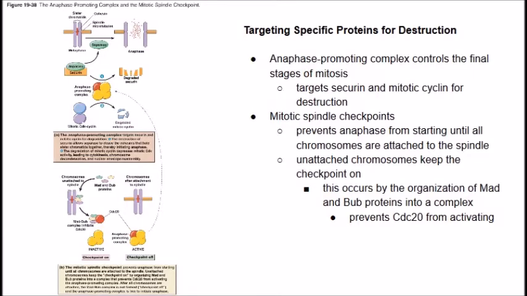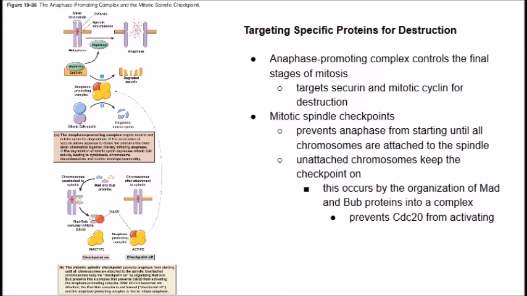In the top half of the figure, it shows the anaphase promoting complex targeting the securin and the mitotic cyclin for degradation. The destruction of the securin allows the separase to cleave the cohesins that hold the sister chromatids together, thereby initiating anaphase. The second step of the top half shows the degradation of the mitotic cyclin. It depresses the mitotic CDK activity, leading to cytokinesis, chromosome decondensation, and the nuclear envelope reassembling.